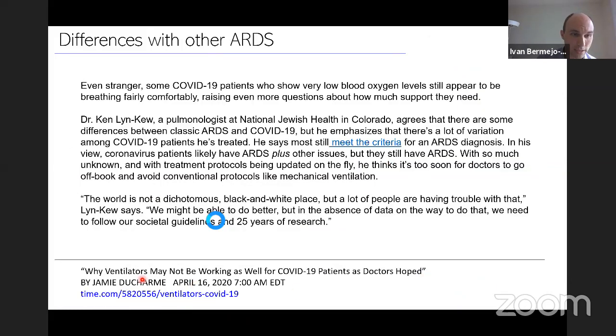So there are other references that you can check. For example, this one on why ventilators may not be working as well for COVID-19 patients as doctors hoped. Again, this is information that I found online, but I cannot give you a medical perspective on it. Only some thoughts about what I read.